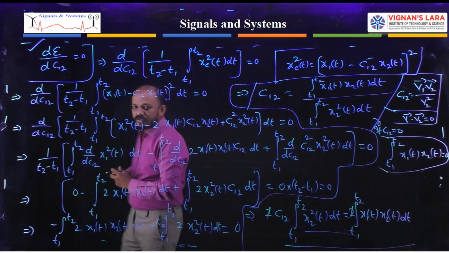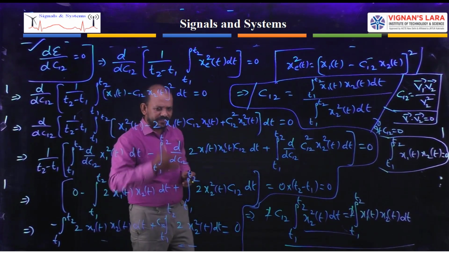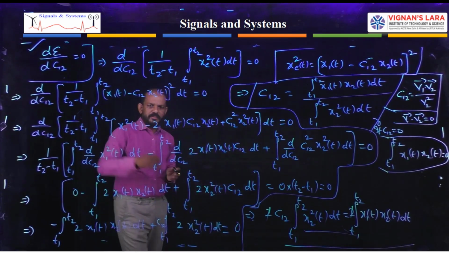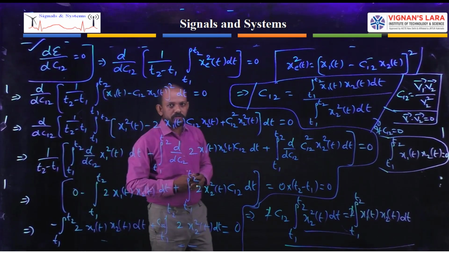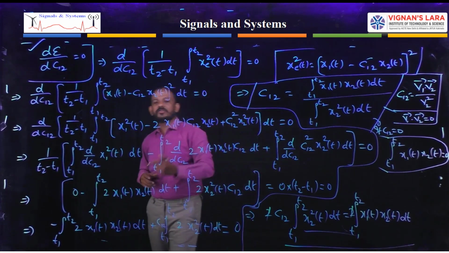They will give two signals, x1 of t equal to something like 3t, and x2 of t equal to 1 minus 2t. They will give two signals, x1 of t and x2 of t, and they will ask you to find out whether the two signals are orthogonal or not.